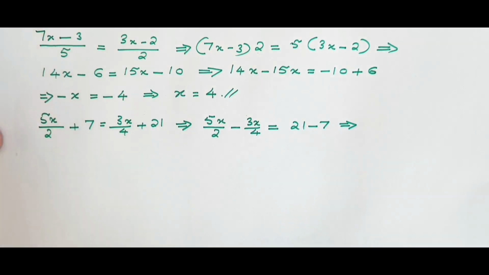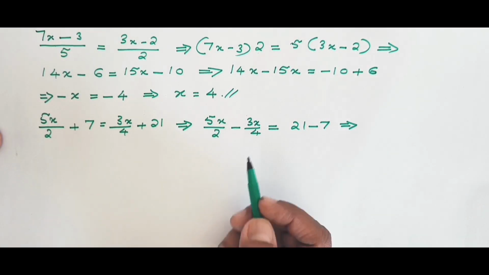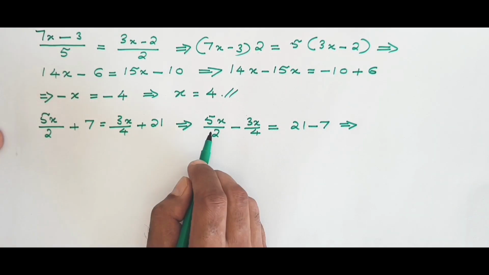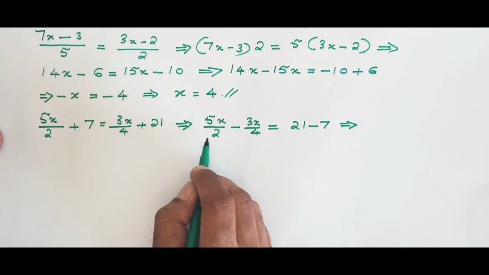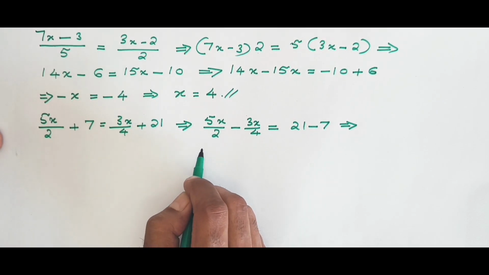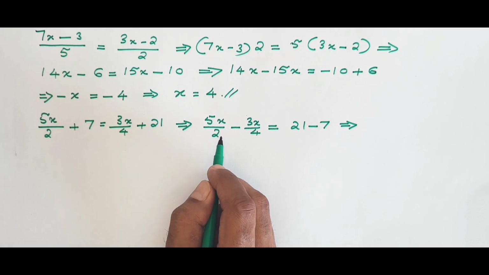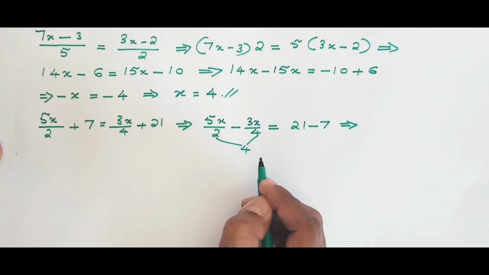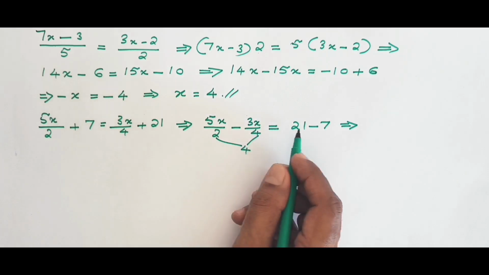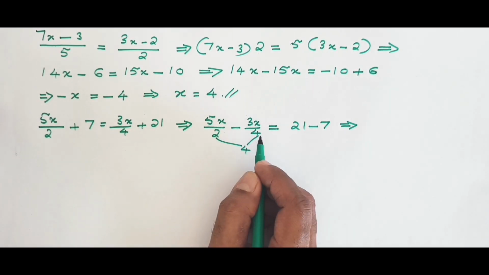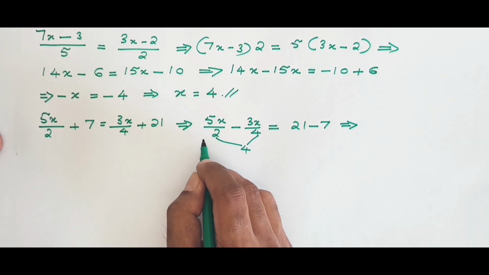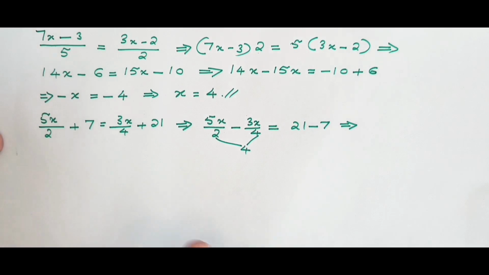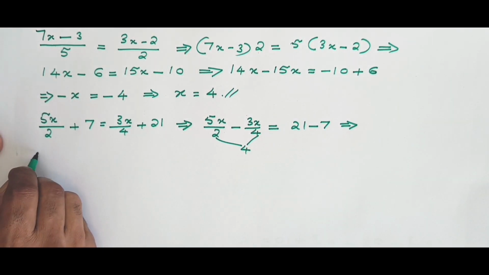In the next step, what do you do? You have two fractions. If you look at the fractions, the denominators are 2 and 4. In such cases, you take the LCM of 2 and 4, which is obviously 4. Then you multiply the equation, both sides, by this number 4, so that the denominator will get eliminated and you will have a simple linear equation. So this is what you get.